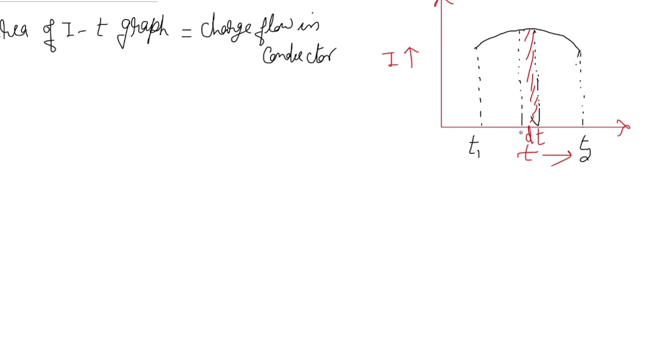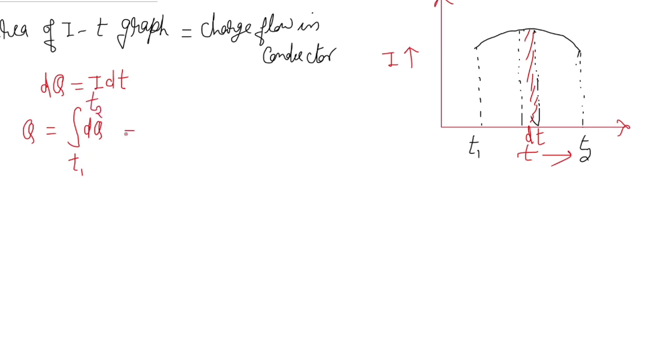So what is the charge through this small segment? The amount of charge in this small segment is dq equal to I dt. This is the amount of charge that flows through this small segment. If we have to calculate the total amount of charge, then Q is equal to the integration of dq, and we have to take the limit from T1 to T2. This will be the charge flow in a conductor.